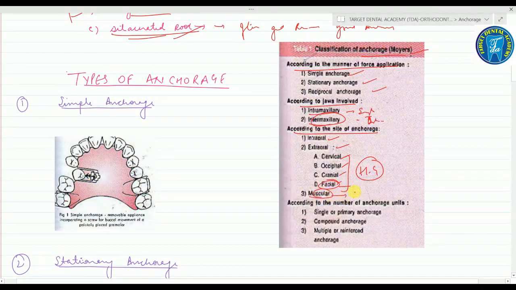In the musculature, we have the lip bumper. According to the number of anchorage units, we have the single or the primary anchorage, the compound anchorage. Single means one tooth, compound means more than two teeth, and then multiple or reinforced anchorage. Fine. Starting with the first, that is the simple anchorage.